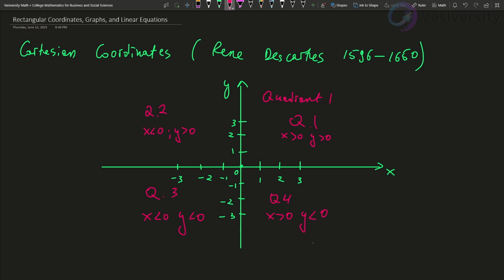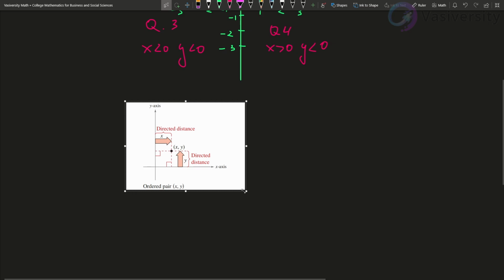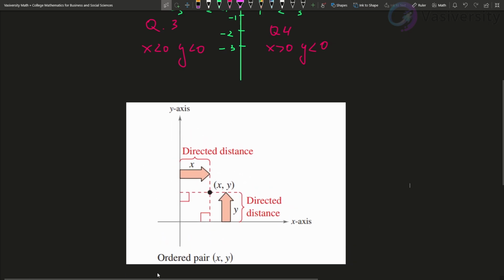Okay, and of course, we can have points based on the values of x and y. So for example, to have a better understanding of what's happening here, let's take a look at this image right here. Here is the y-axis and the x-axis, and we have an ordered pair. An ordered pair is always written as x comma y, where the first coordinate is the x coordinate on the x-axis and the second coordinate is the y coordinate on the y-axis.